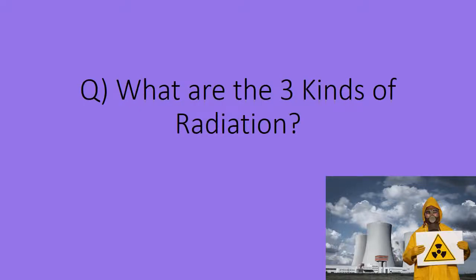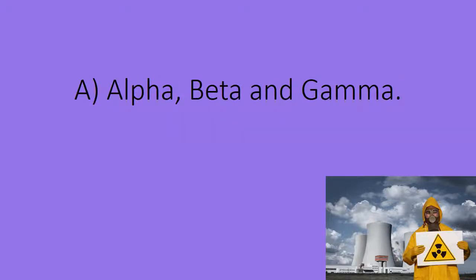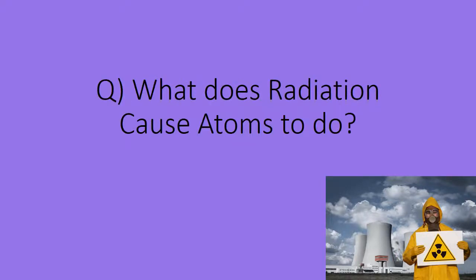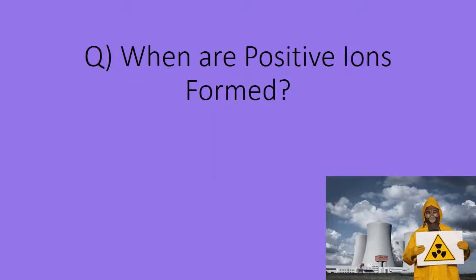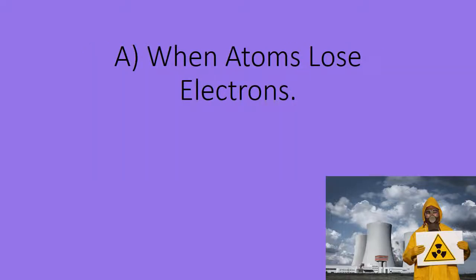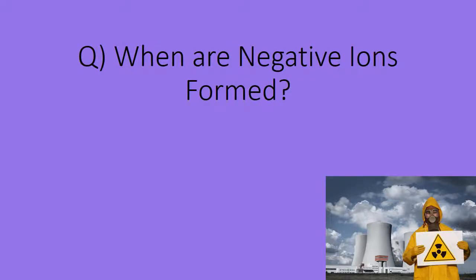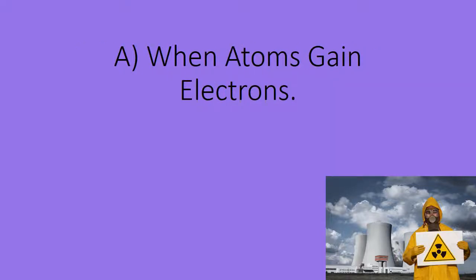What are the three kinds of radiation? Alpha, beta, and gamma. What does radiation cause atoms to do? Lose or gain electrons, turning atoms into ions. When are positive ions formed? When atoms lose electrons. When are negative ions formed? When atoms gain electrons.